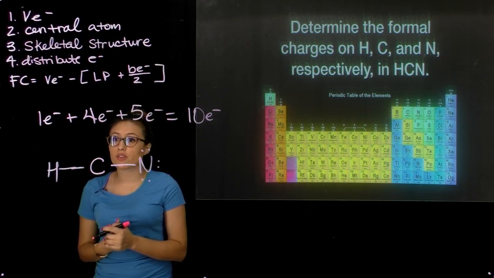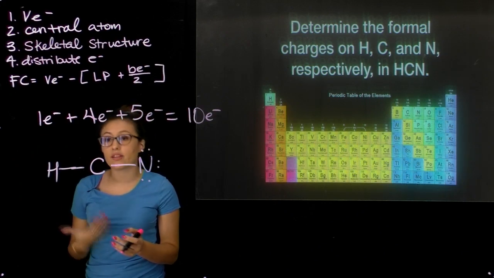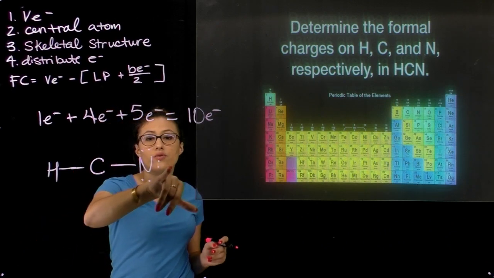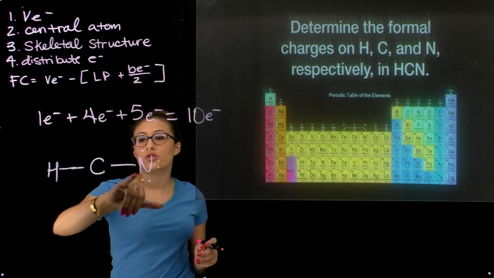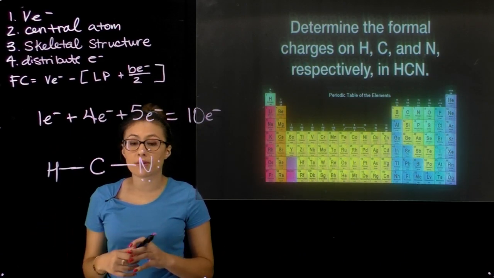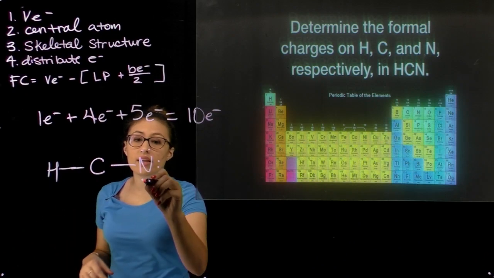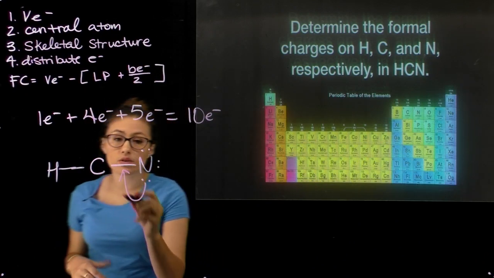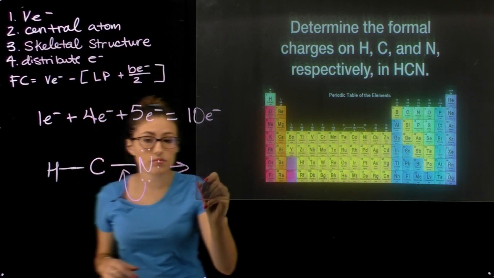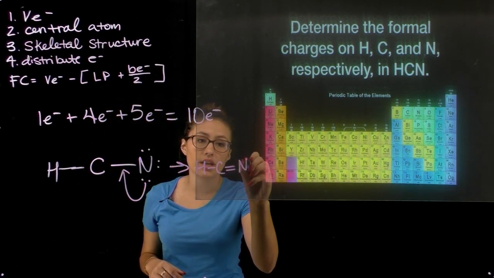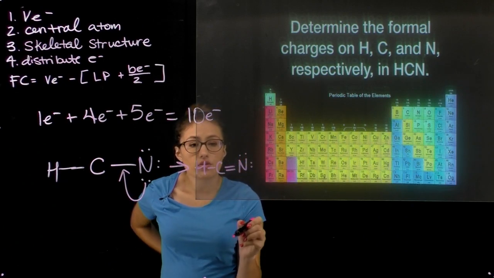Let's make sure everything has its octet, or duet in the case of hydrogen. Hydrogen has 2, nitrogen has 2, 4, 6, 8, and carbon has 2, 4. So carbon does not have an octet yet. Let's go ahead and form some double or multiple bonds in order to do so. Once we do this, we have carbon double bonded to nitrogen, and this is our structure so far.